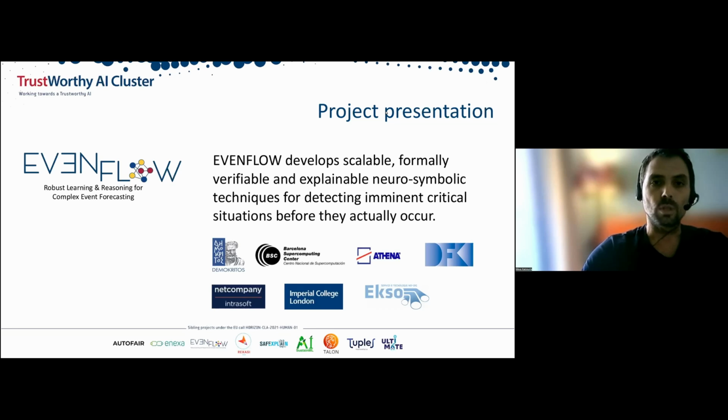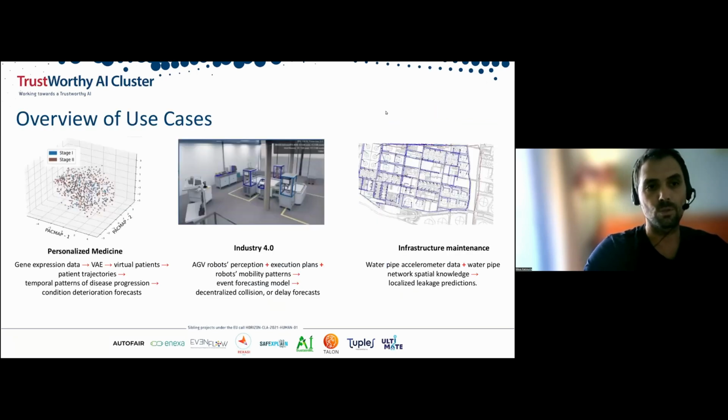And moreover, we want our methods to be applicable and safely deployable to mission critical and safety critical applications. So that's why we're focusing on them being formally verifiable. And of course, scalability is of paramount importance here, due to the temporal nature of these applications and the requirements for fast response times and low latency. So we're working on scalability techniques for neural training, neurosymbolic training, and scalable verification. We have three use cases in the project.